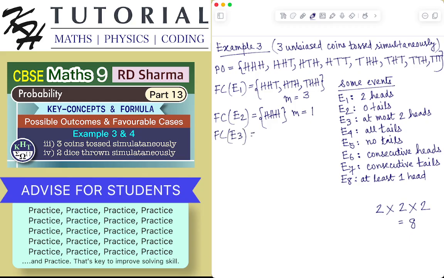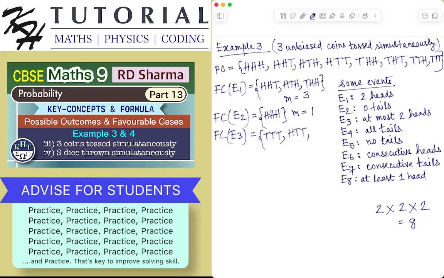Let's see E3. Event E3 is at most 2 heads. So we can have 0 heads, 1 head or 2 heads. What are the possible outcomes having 0 heads? It is tail, tail, tail. What are the possible outcomes which have 1 head? It is head, tail, tail.